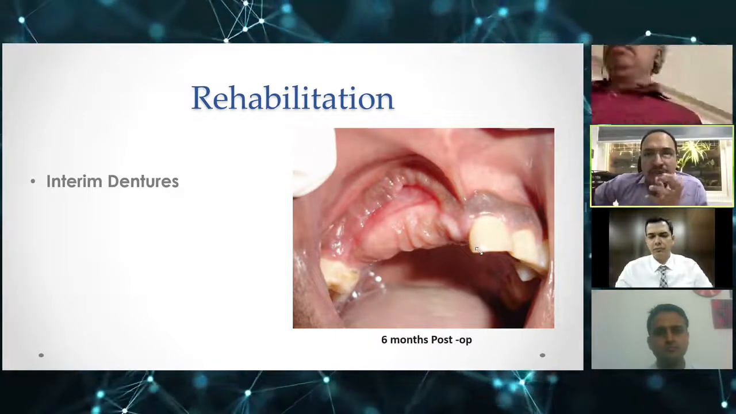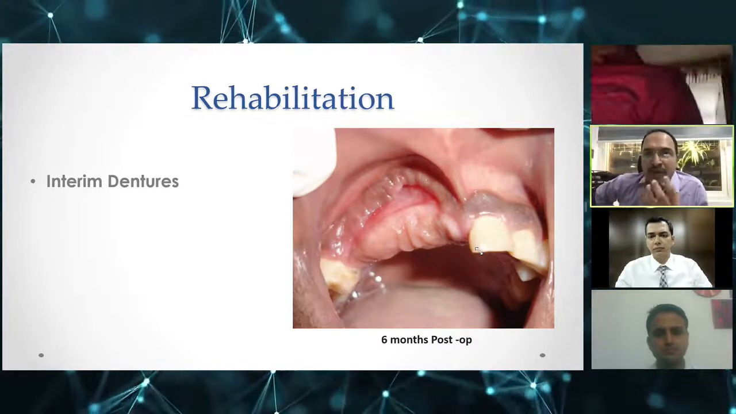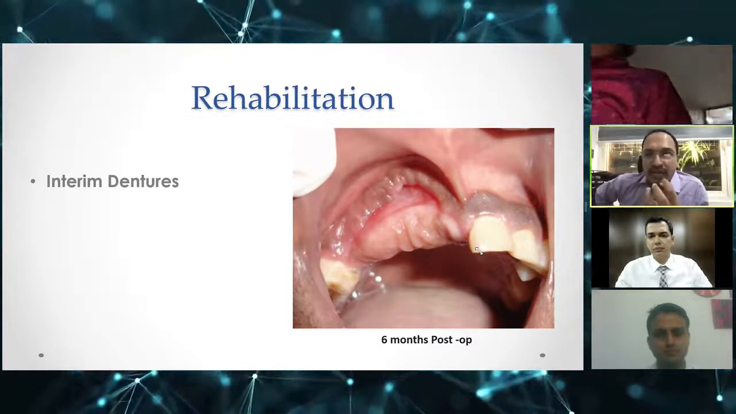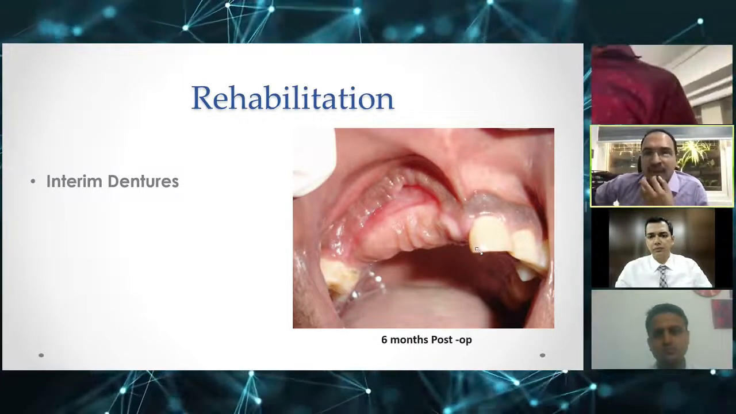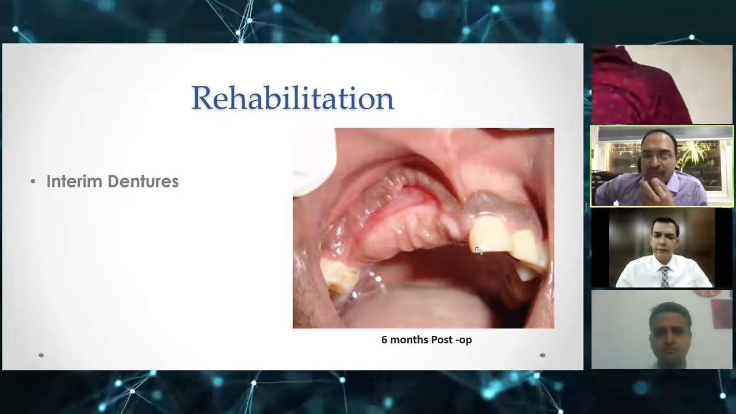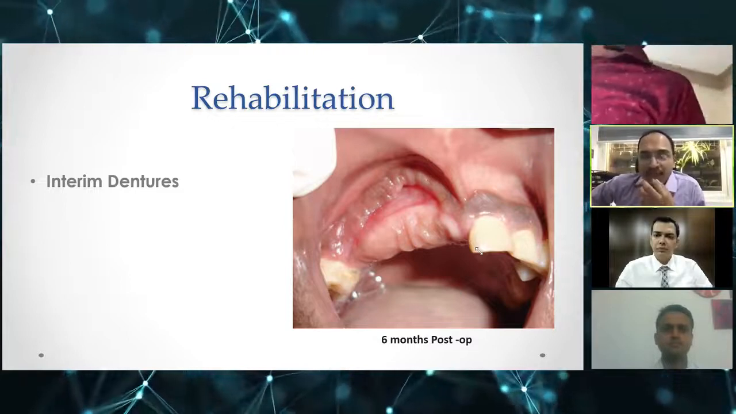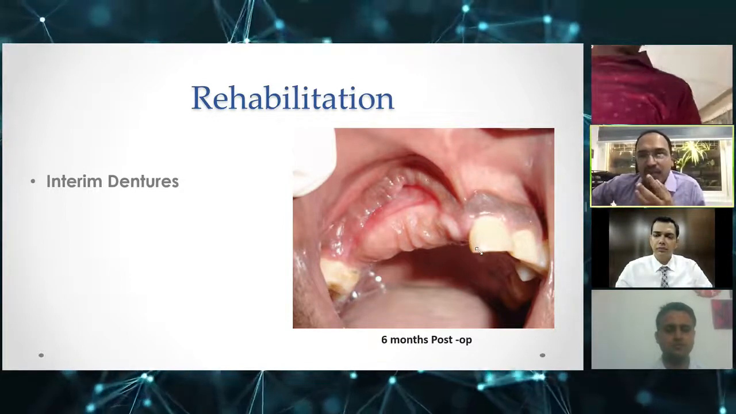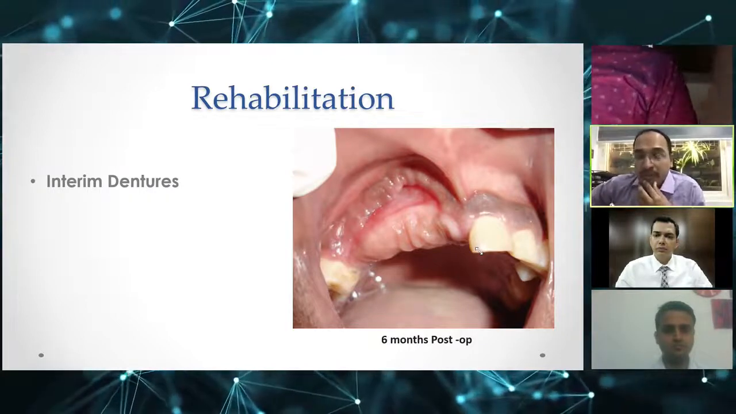So an immediate obturator given immediately post surgery makes the healing much better. The inflammation is much reduced, and the primary healing is much faster. The immediate surgical obturator we give for about 3 weeks after the surgery. Sometimes, if the cut is very well planned, it can be given immediately after the surgery is over.